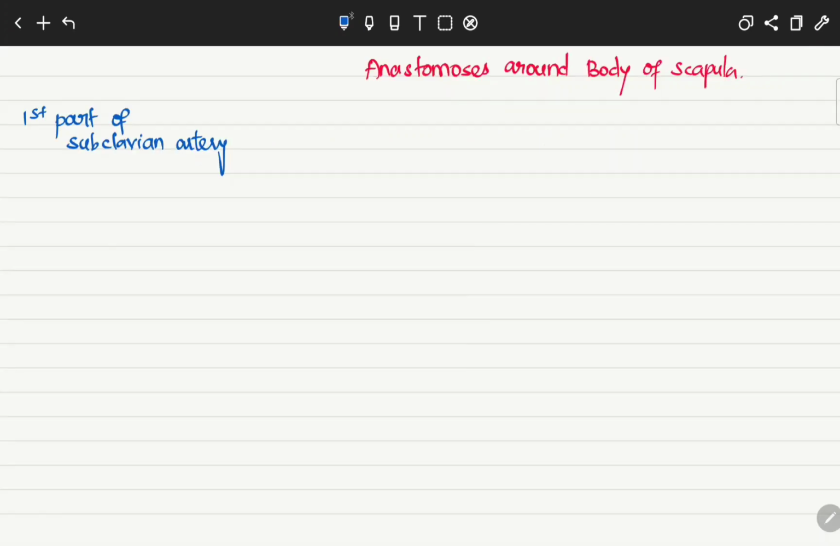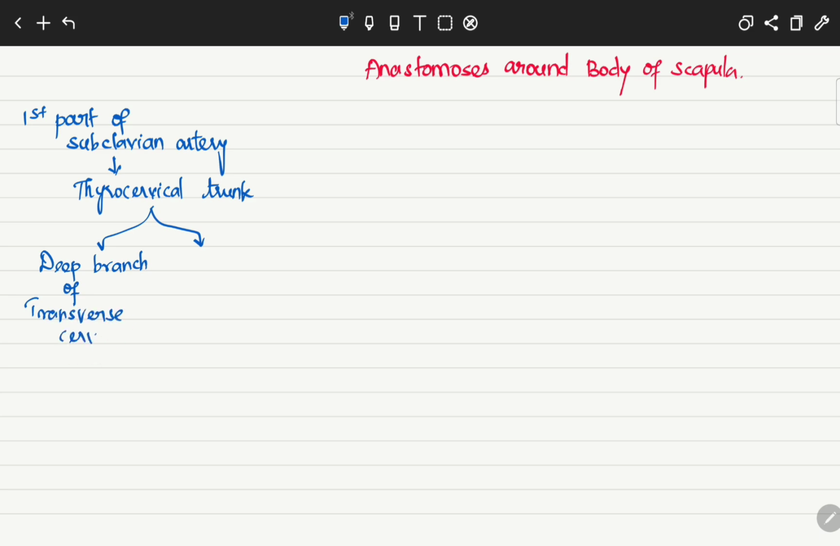Let me mention it in a simple way. So see, this is the first part of the subclavian artery from which arises a branch called the thyrocervical trunk. From the thyrocervical trunk arise two other branches. One is the deep branch of transverse cervical artery, and the other one is the suprascapular artery.